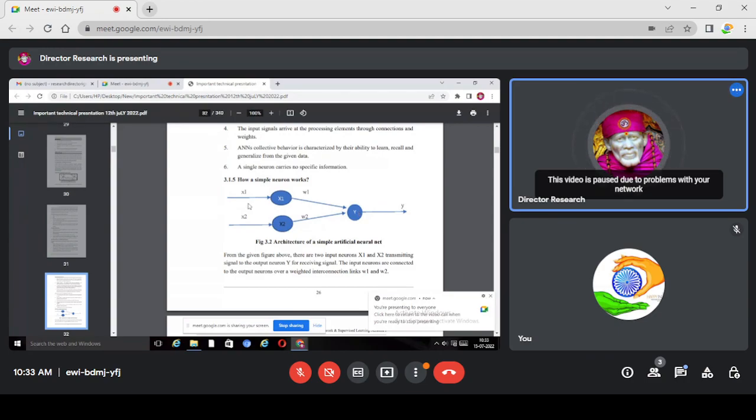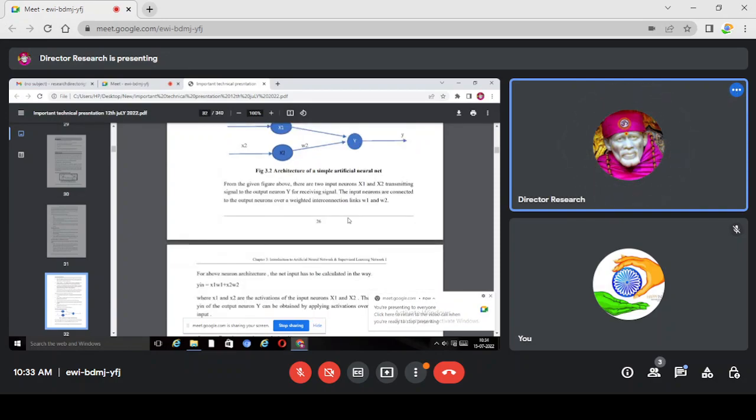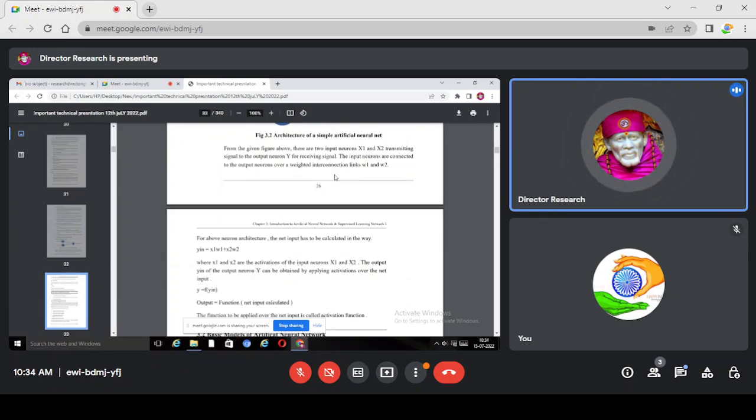Just see the diagram. Small x1, x2, observe the diagram, capital X1 and X2, corresponding weights, small w1 and w2, and capital Y is the summation here. It's a simple architecture of a simple neural network. From the given figure, there are two input neurons, X1 and X2, transmitting signals to output neuron Y for receiving the signal. The input neurons are connected to the output neuron over weighted links W1 and W2.